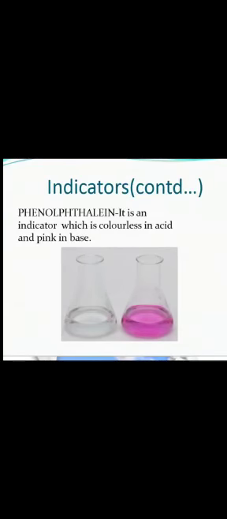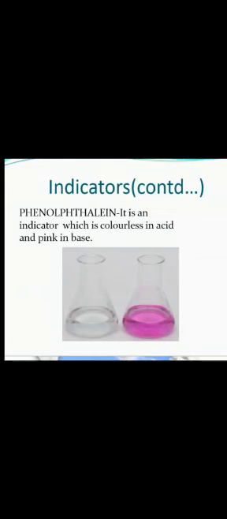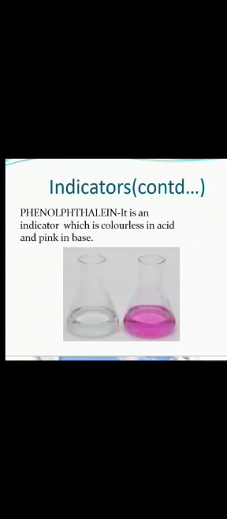You can see the diagram given below. First flask is having the acid, second flask is having the base. In the acid solution there is no color, so it remains colorless in the acidic solution, and when it is poured into the basic solution, it gives dark pink color solution. So your topic of indicator is complete.